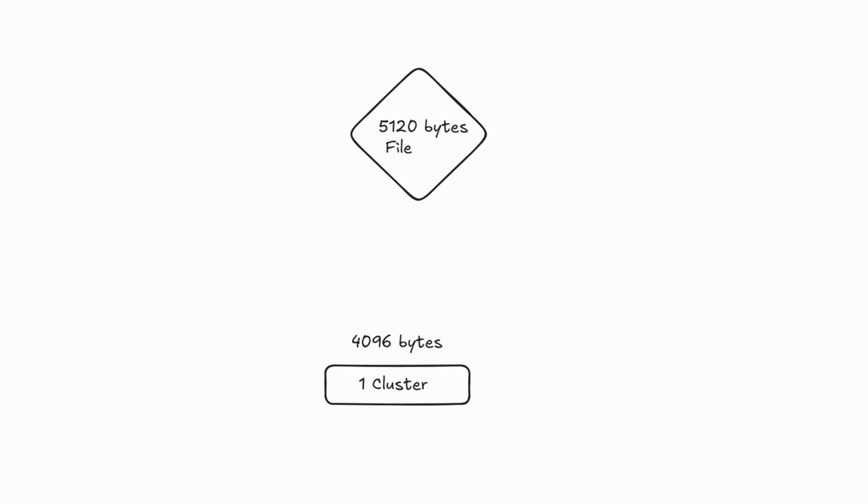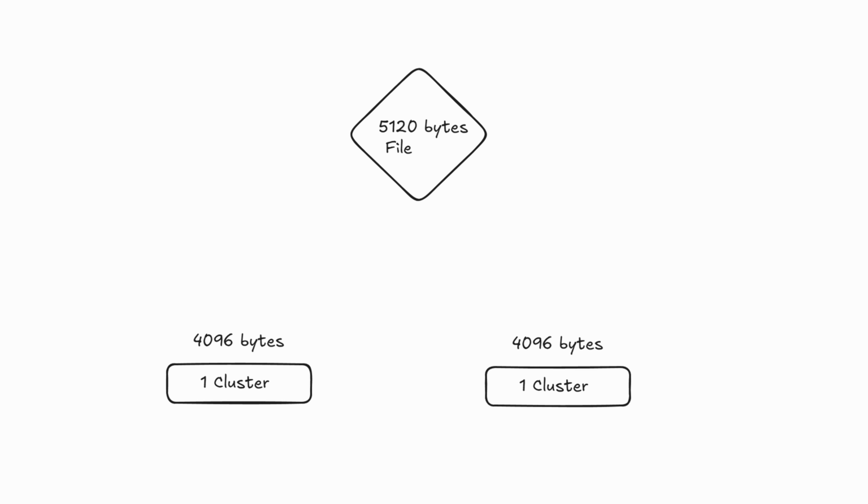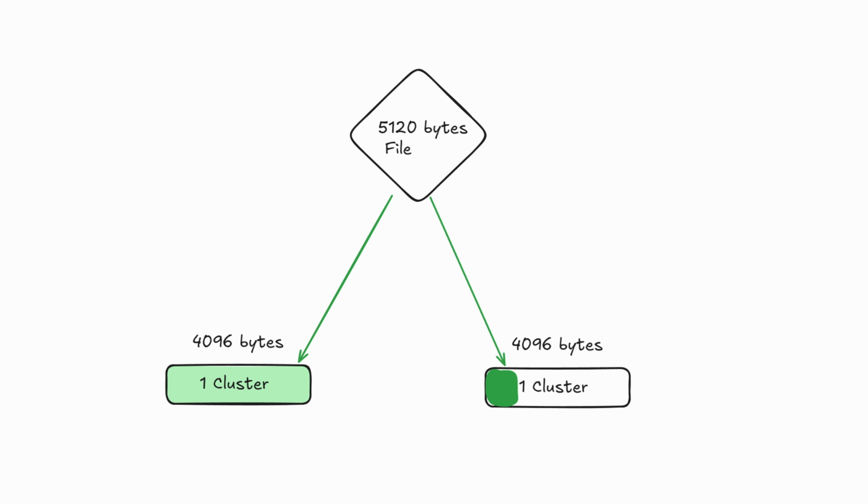Now let's take a file of 5 KB. This one needs 2 clusters of 4 KB each, 8 KB in total. So the first cluster gets filled up completely and we have some space left in the second cluster. That remaining space in the second cluster is again slack space.